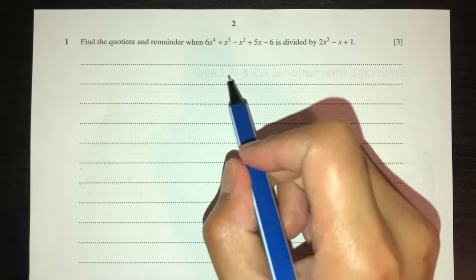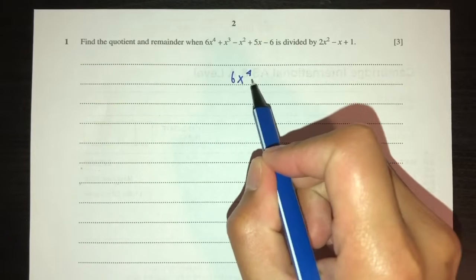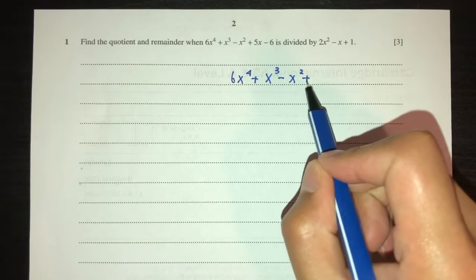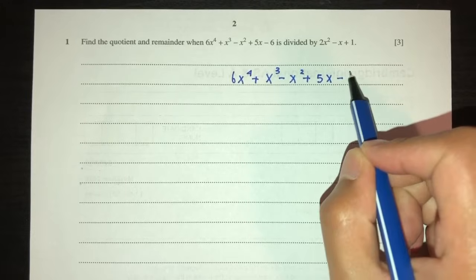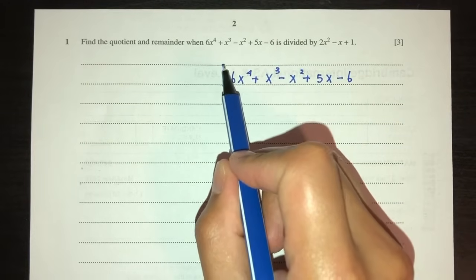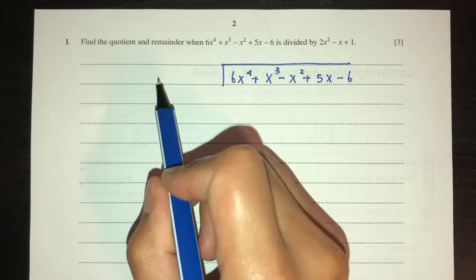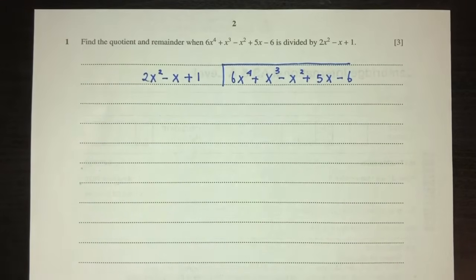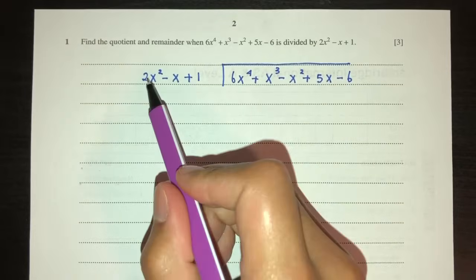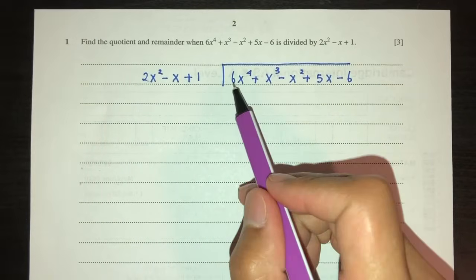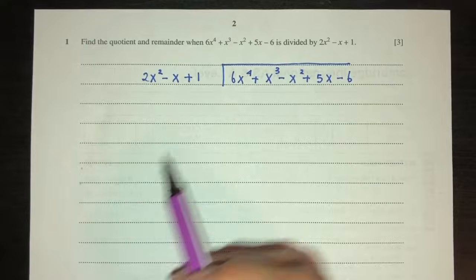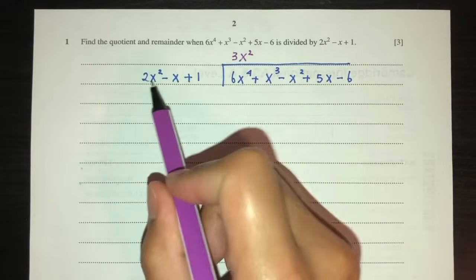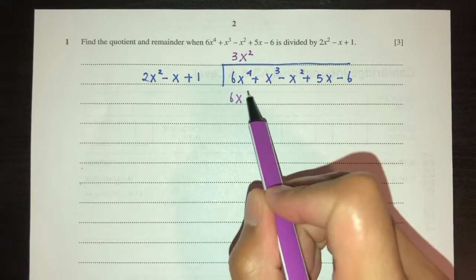So pretty easy. So 6x power 4 plus x cubed minus x squared plus 5x minus 6. Now divide by this one, which is 2x squared minus x plus 1. So step 1, how can you make 2x squared become 6x power 4? You have to multiply this by 3x squared, right? So this multiply this, you will have 6x power 4.